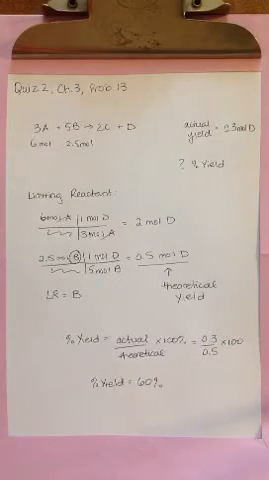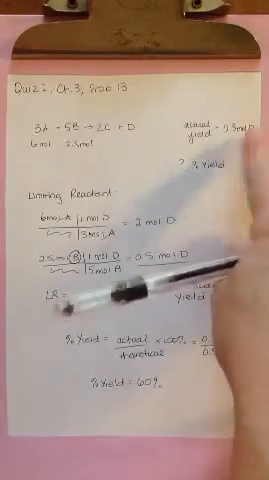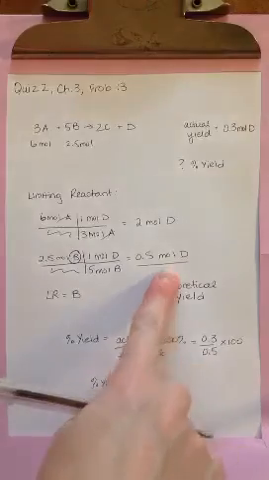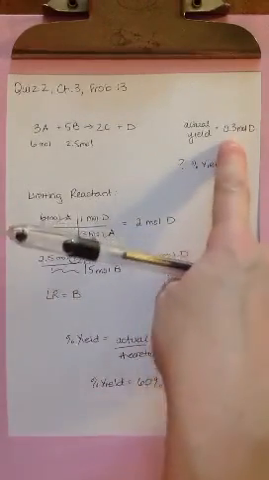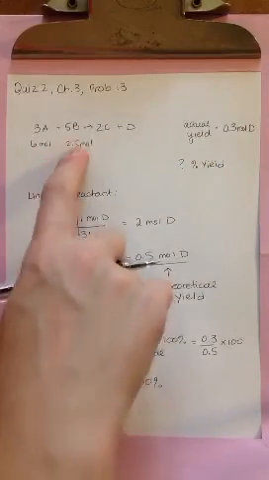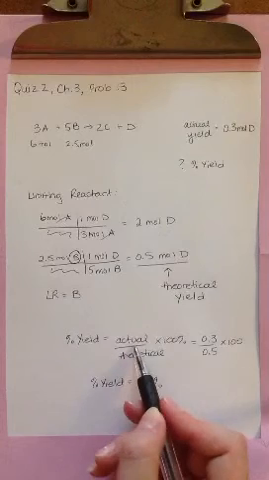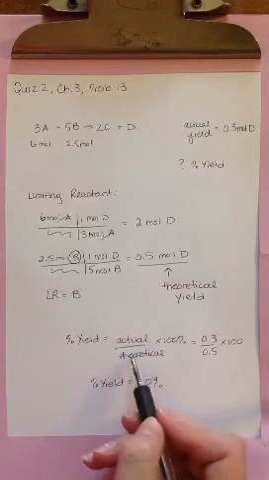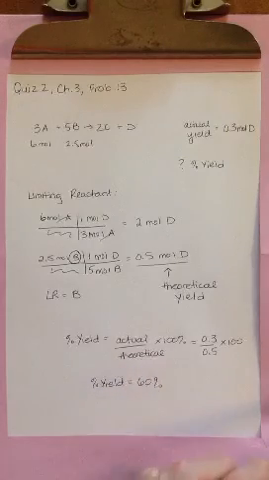Now if I look at this, my actual yield was measured in moles of D. My theoretical yield then has to be measured in moles of D. I can't just do 0.3 divided by my 6 moles of A or my 2.5 moles of B. The key here is it's the actual of some amount divided by the theoretical of that same amount so that the units cancel and I can get a percent yield.